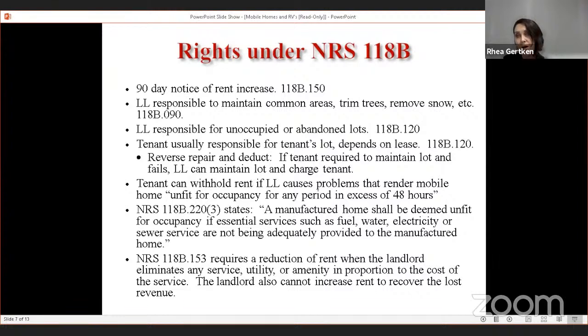That includes abandoned or unoccupied lots. So the landlord is also in charge of making sure those are maintained. The tenant is responsible for the tenant's lot. Of course, it depends on the lease in terms of what the landlord is going to keep responsibility over. If the tenant is required to maintain the lot and the tenant does not, the landlord can do it and charge the tenant. Again, the landlord is ultimately responsible for the common areas and the abandoned areas. So they might come in and charge the tenant to maintain the lot. If I were the tenant, I would not rely on this because you could also get evicted for it.